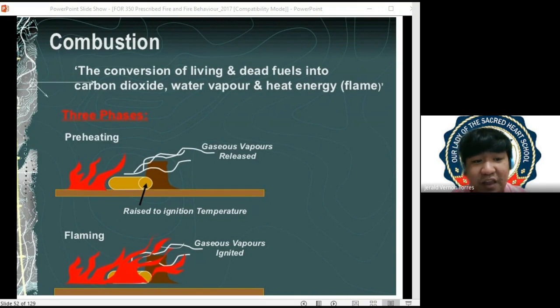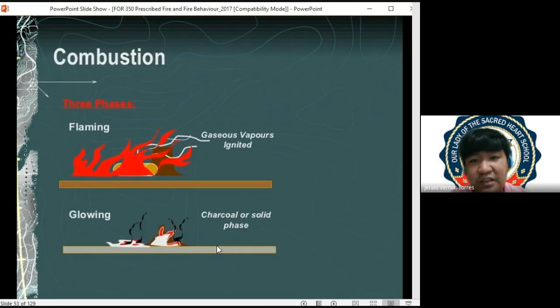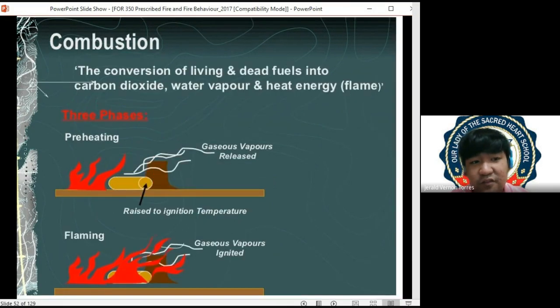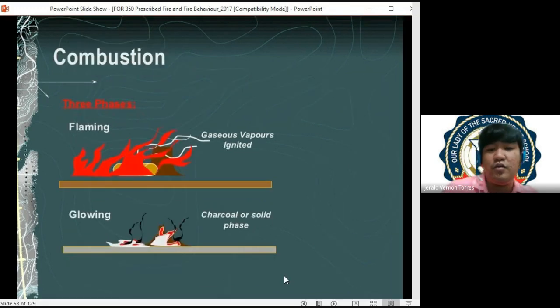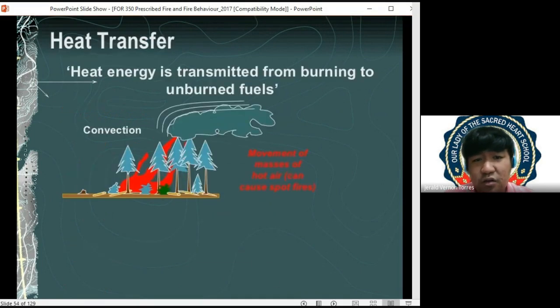So we now have flaming. During the flaming stage, our flame or our fire disperses. And at the end, it would decay and arrive at its glowing stage. So in our wildfire, first is preheating, the transfer of heat energy to our fuel to cause ignition, followed by flaming, the formation of fire and the spread of fire, of course. And the last stage would be glowing, where the fire decays at this stage. So these are the three stages of combustion in your wildfire.